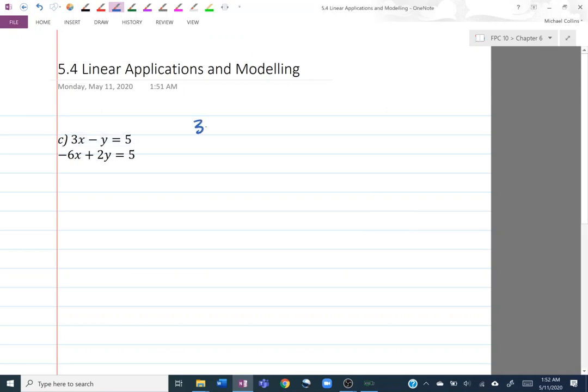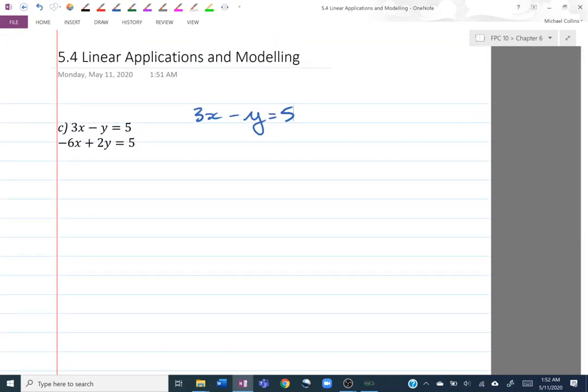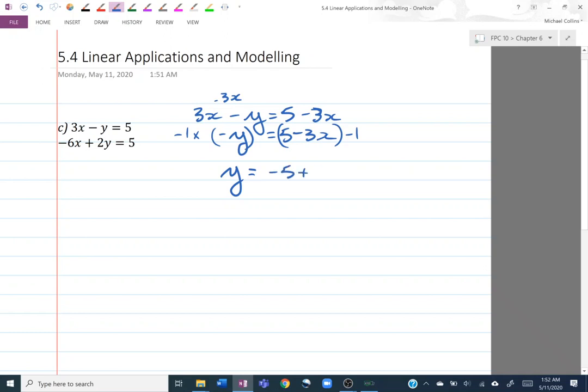So if I have this 3x minus y is equal to 5, I'm really enjoying having tons more space. Should probably take a note about that. Don't crowd your work. Give yourself enough space to do it. I'm going to solve this for y. I'm going to subtract 3x from both sides. I end up with negative y is equal to 5 minus 3x. To get rid of that negative sign, I'm going to multiply everything by negative 1. I get y is equal to negative 5 plus 3x.